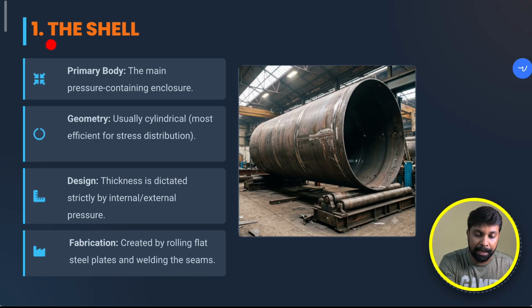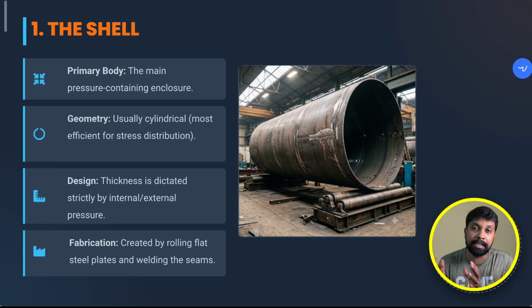The first one is the shell. The shell is the primary body. As you know, it is the main pressure containing enclosure. You can see almost 90% of the pressure vessel is occupied by the shell compared to the heads or any other parts. If you look at the geometry, shells are usually cylindrical. Sometimes they will be spherical also.